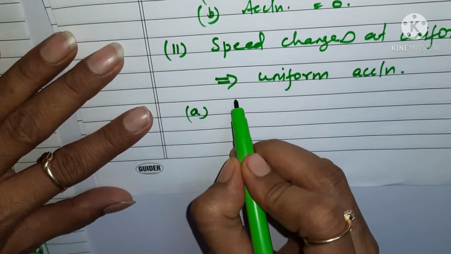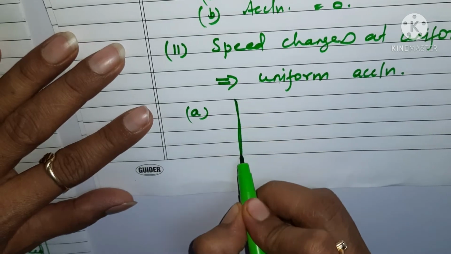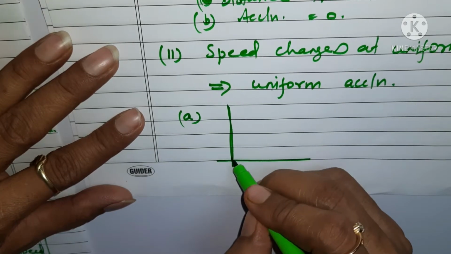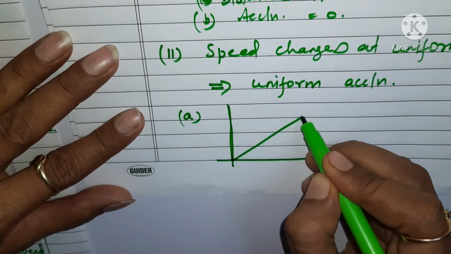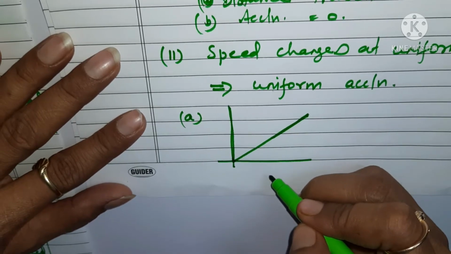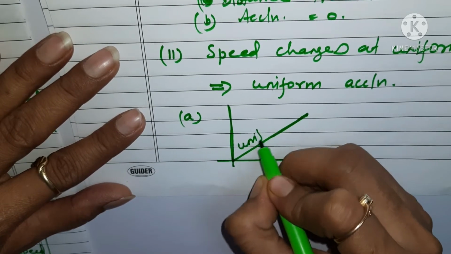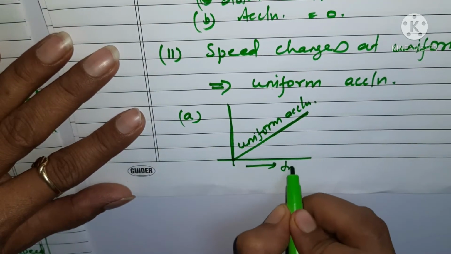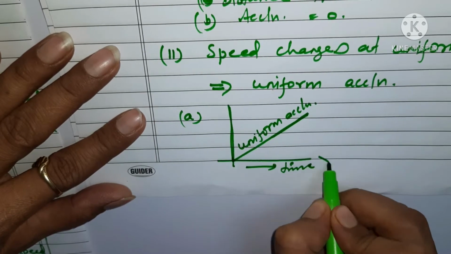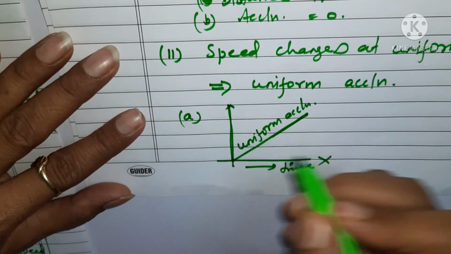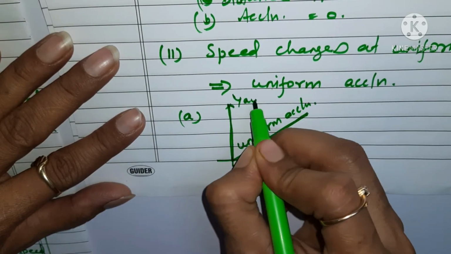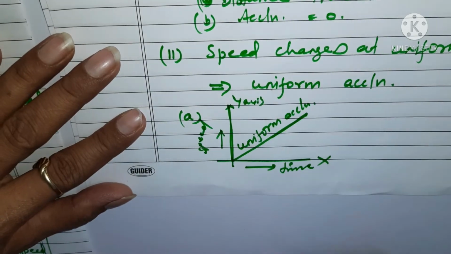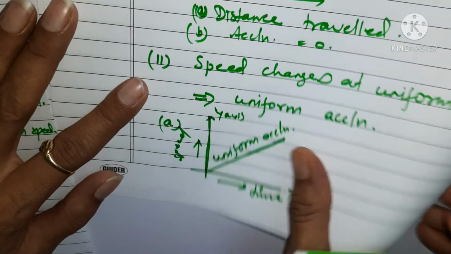The very first type is a graph in which you get a straight line, which is going to give you uniform acceleration. This is the time axis, as I have told you that the x-axis is always the time axis. This is the y-axis, and the y-axis is always going to show the speed. For a speed time graph, we get speed on the y-axis.